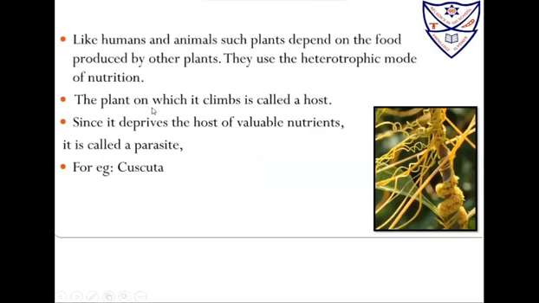So the plant on which it climbs is called the host. This creeper is climbing on a plant. This plant on which it is climbing is the host. This deprives the host of valuable nutrients. So this is a parasite. This mode of nutrition is called parasitic nutrition. An example of this would be Cuscuta. So they are dependent on the host for their nutrition.